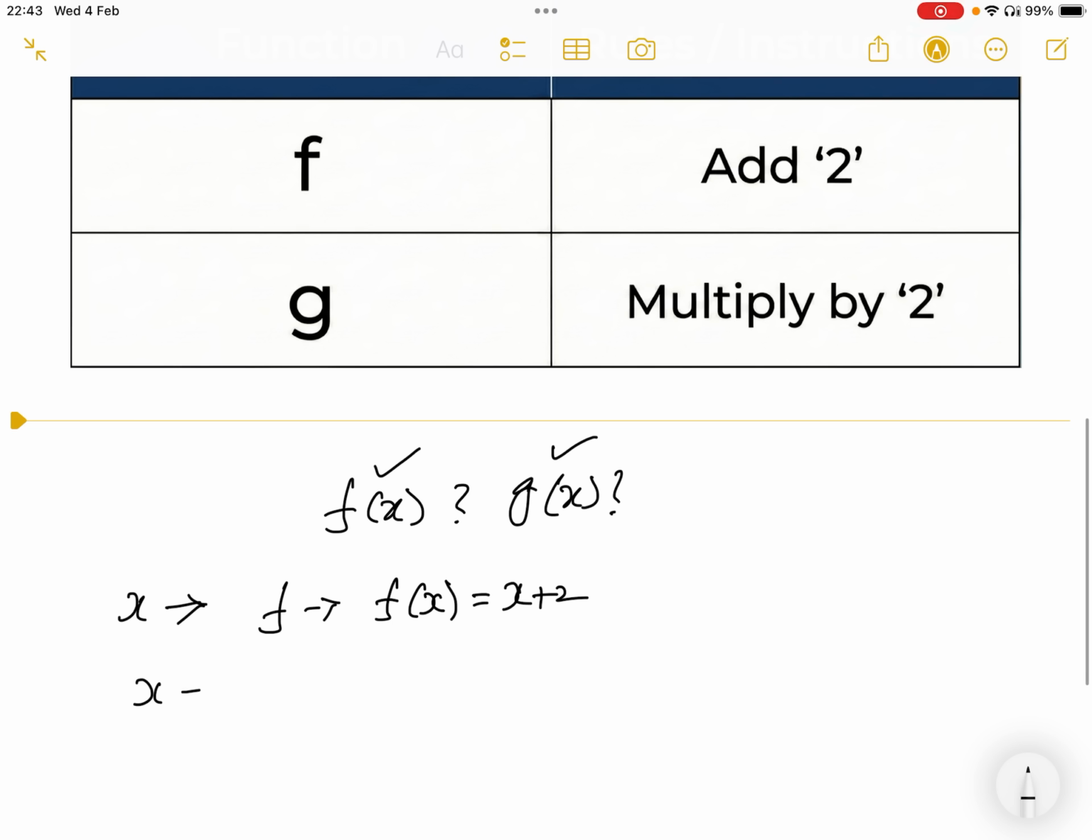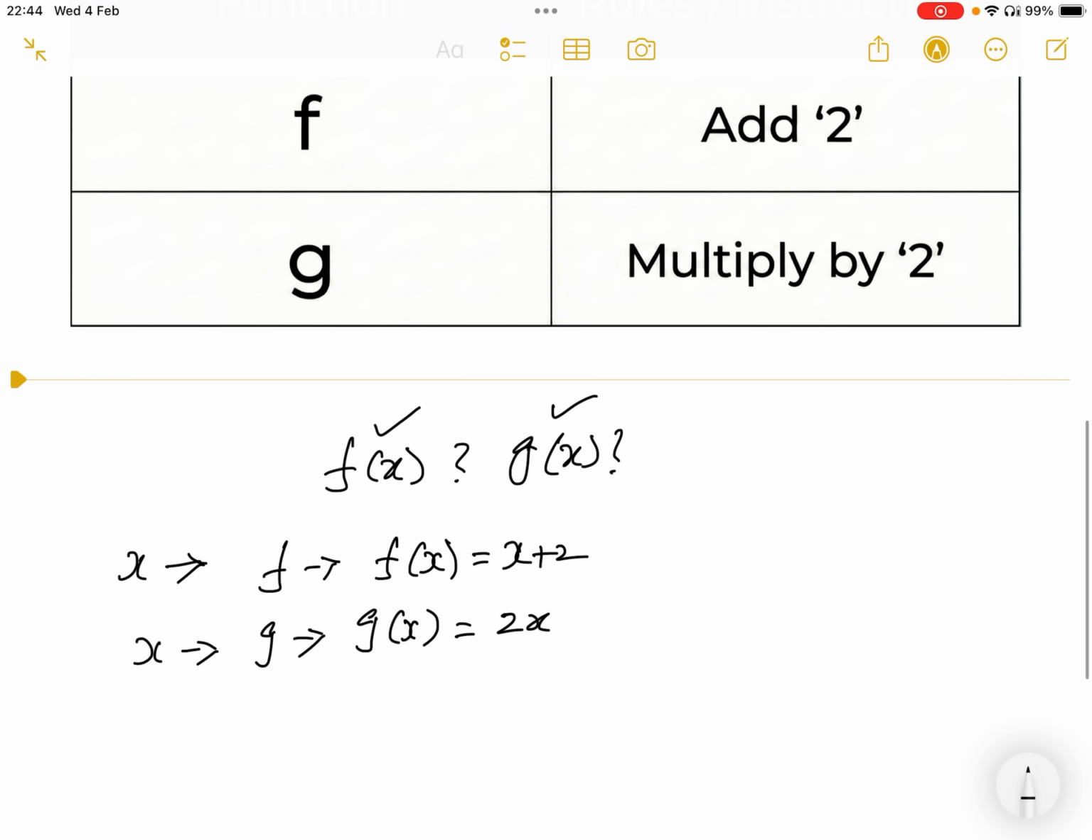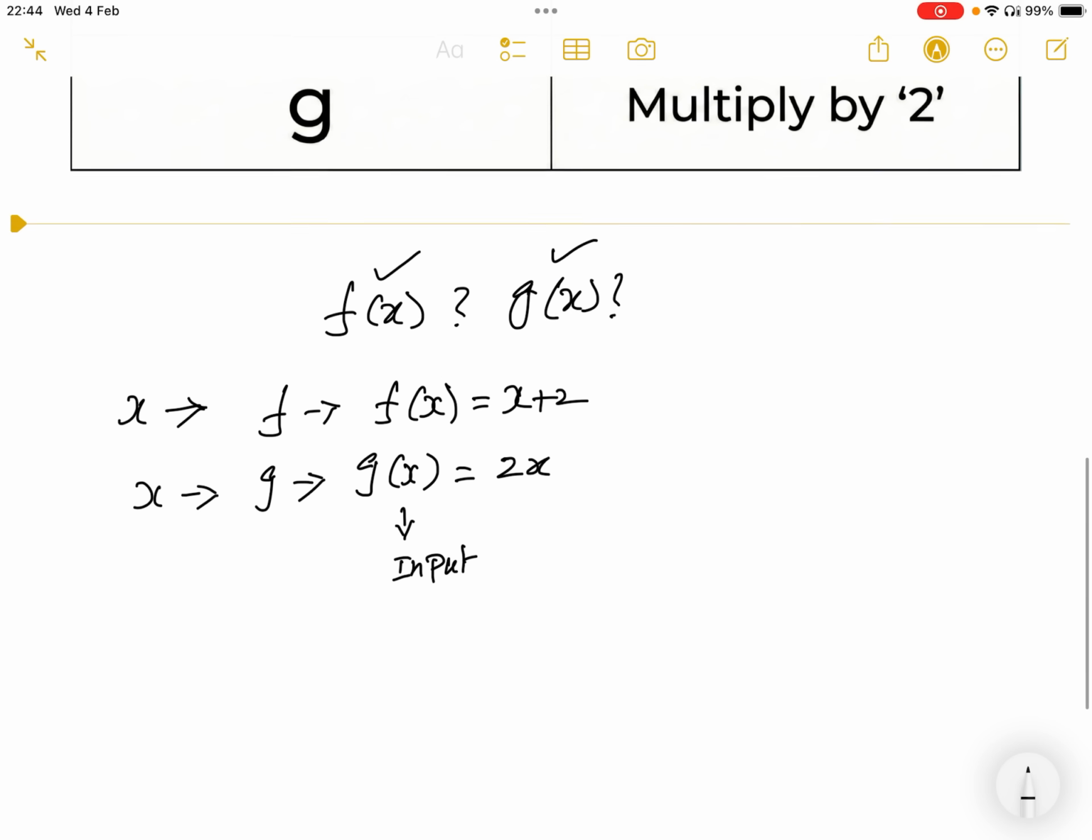Similarly, x is the input applied to the function g. g applies the rule on the input x and the output is 2x. Now you got the point. So what is written within the bracket is the input. It's not a function itself. So f and x combined together will run, and that will be a function with an equivalent output.